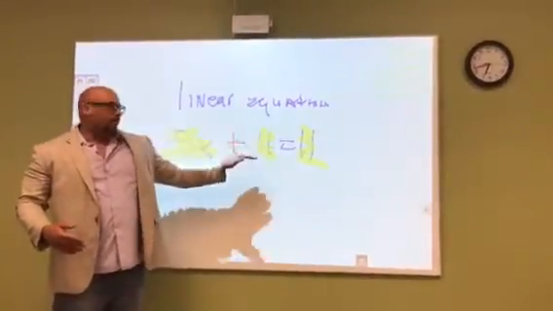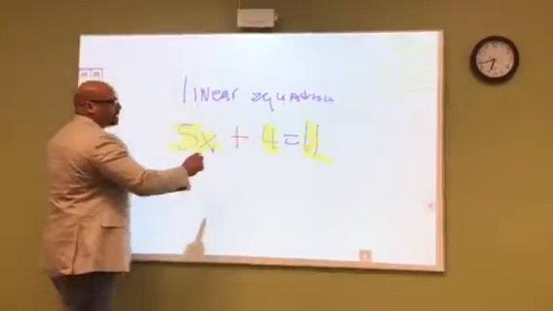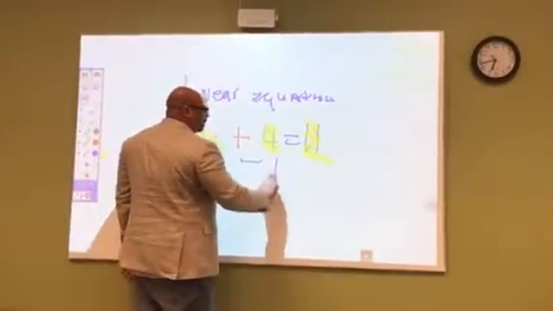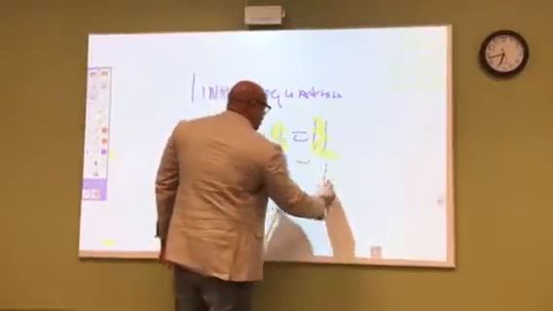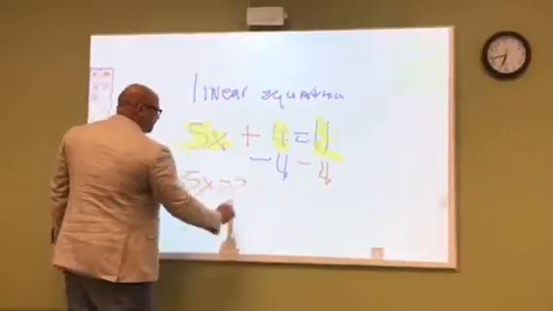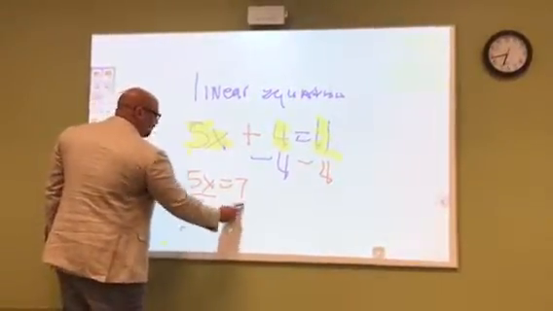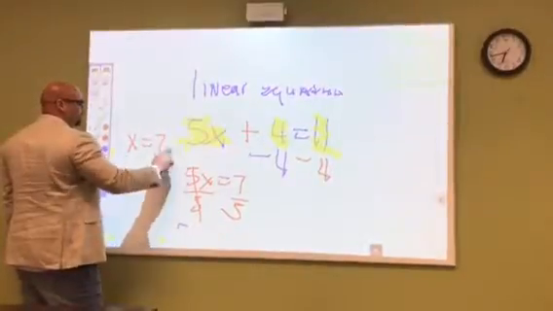What do we have to do with plus 4? Throw it over the wall. So I put minus 4, and that cancels that out. Minus 4, and we're left with 5x equals what? 7. Divide both sides by 5, we're left with x equals 7/5.